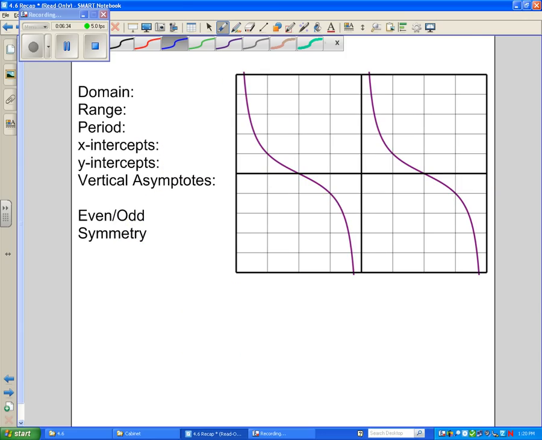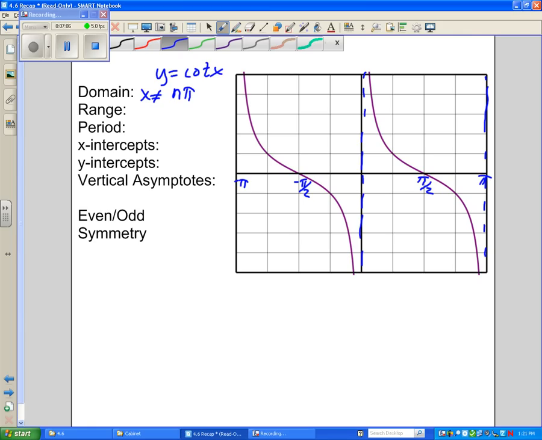Going to cotan. Cotan is very similar to the one before, except our asymptotes change: pi over 2, pi, negative pi over 2, and negative pi. The asymptotes occur at 0 and pi, in fact, integer values of pi. So the domain is everything other than integer values of pi. Integers are all the whole numbers plus their negative opposites.